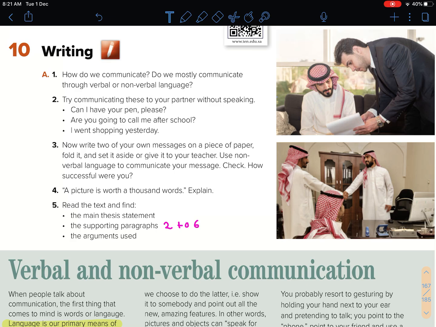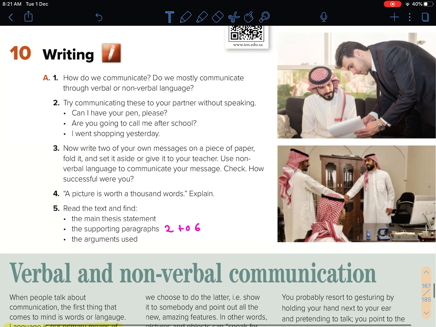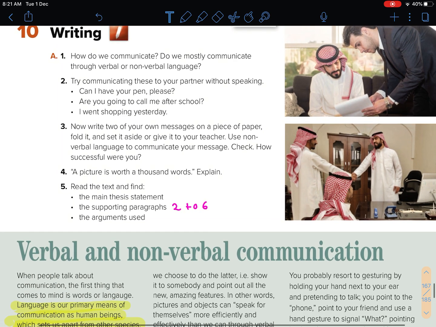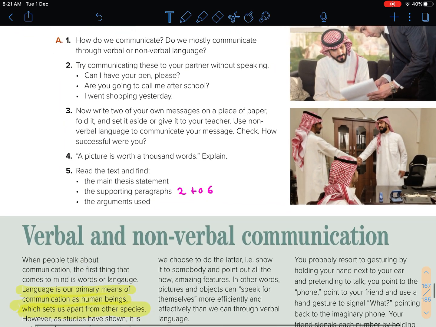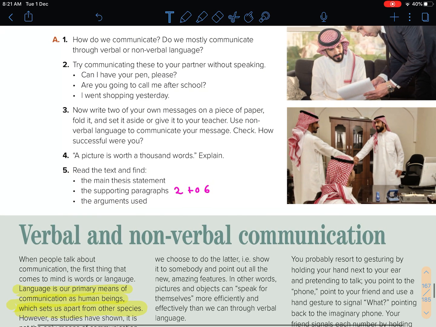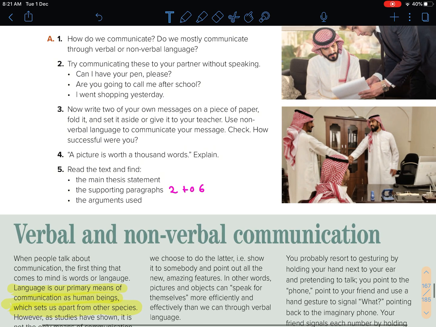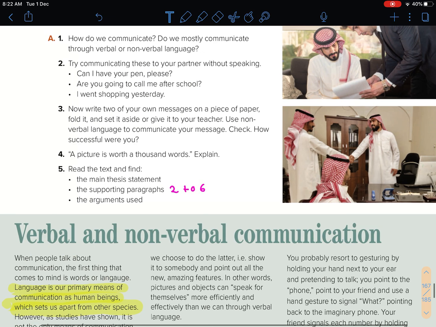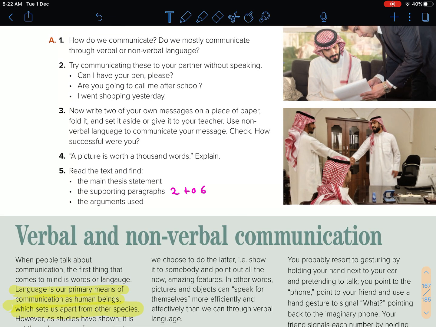How would you say, can I have your pen please? Are you going to call me after school? I went shopping yesterday. Okay, so try to communicate these to your partner without speaking. Now write 2 of your own messages on a piece of paper, fold it and set it aside, or give it to your teacher. Use non-verbal language to communicate your message. Check how successful were you.